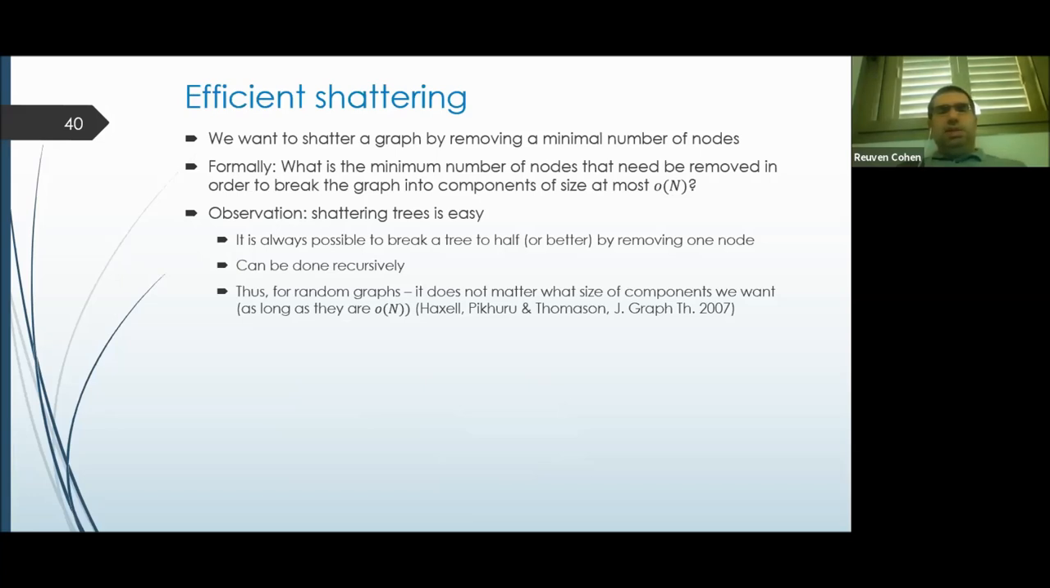This has implications that it does not matter so much what is the size of the components you want to break it to, since all small components in a random graph are trees or close to trees, then it doesn't matter if you want to shatter it into pieces of size square root of n or n over log n or log n, this will all be more or less the same.